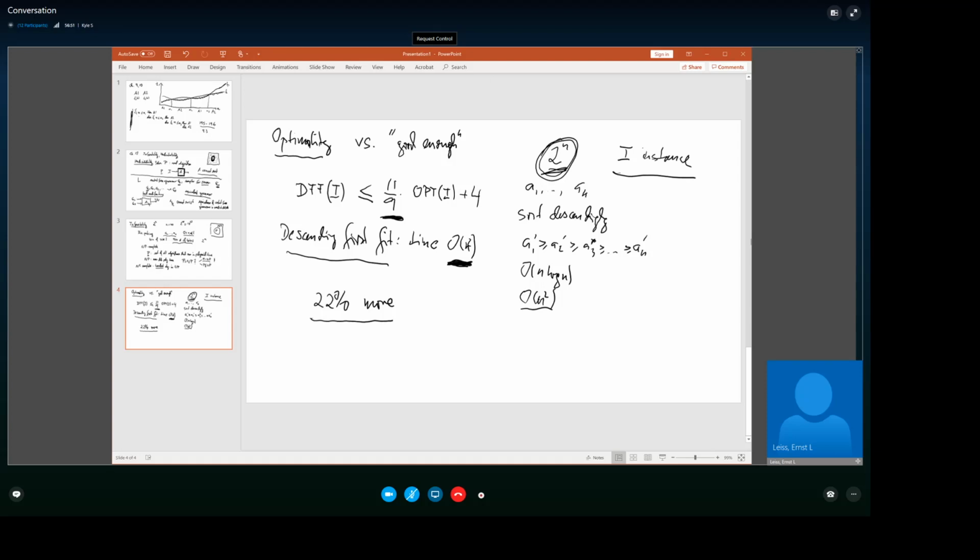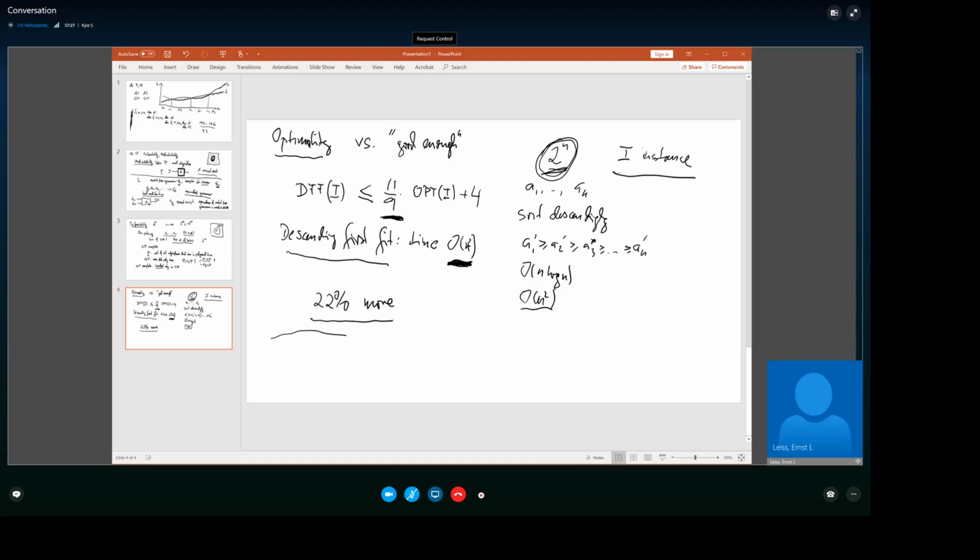Now, this is of course an upper bound. There is absolutely nothing that says descending first fit might not give you the optimal solution. But what is important here is that you are guaranteed, no matter how things go wrong, that you will never need more than 22% more bins than would be required by optimal.